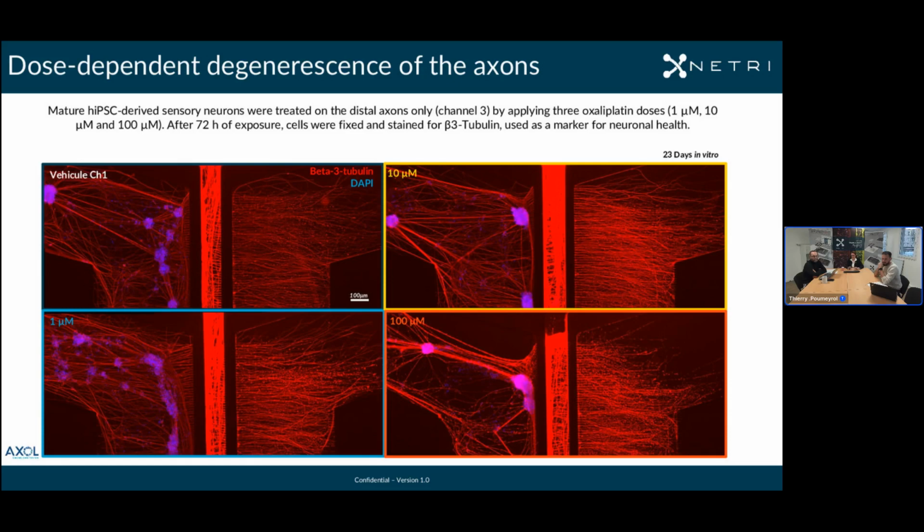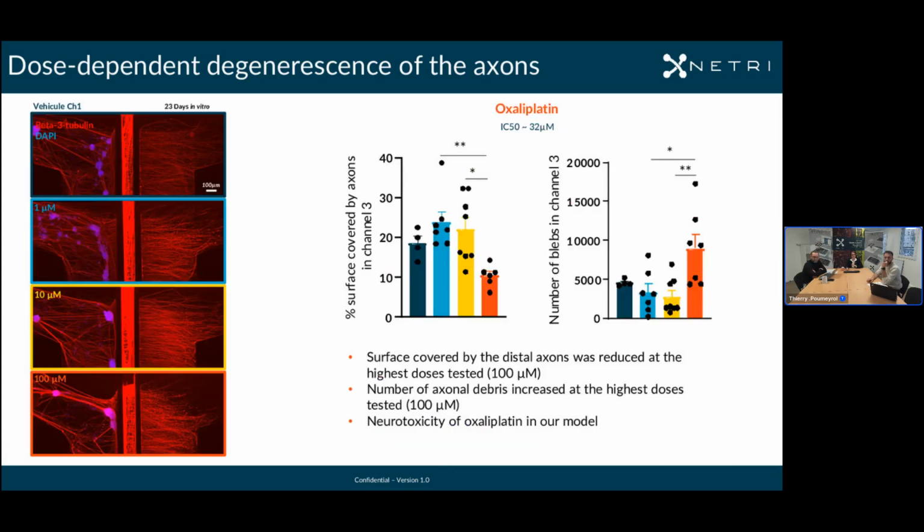I guess you can see in the highest concentration how both channel 1 and channel 3 are affected, that there is less axonal density. And if we look at the quantification obtained, we do have, effectively at the highest concentration, so in red in the bar, a really strong reduction of the surface covered by the axon.